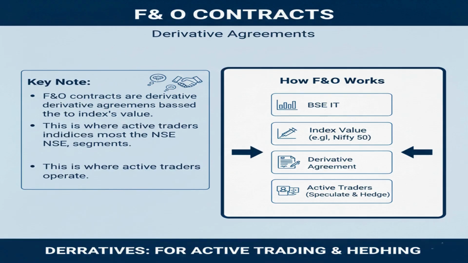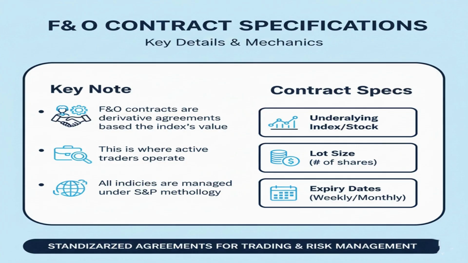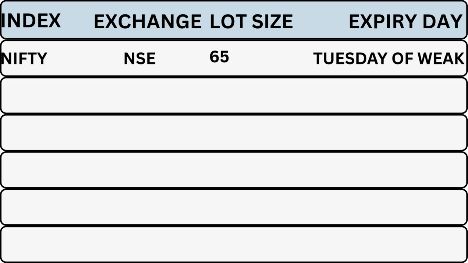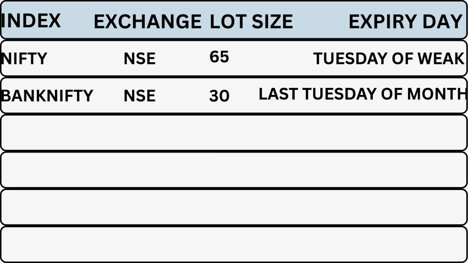6. Trading Indices, Futures and Options. F&O contracts are derivative agreements based on the index's value. This is where active traders operate. A. F&O contract specifications. Index: Nifty, exchange: NSE, lot size: 65, expiry: last Tuesday of the month, and Tuesday every week for options. Index: Bank Nifty, exchange: NSE, lot size: 30, expiry: last Tuesday of the month.